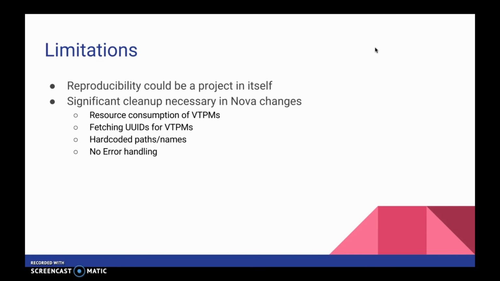Specifically, looking at our changes in Nova, we see where some of our complications lie in terms of our code not being production ready. For instance, we are not yet able to track resource consumption for the VTPMs, so we are not able to provision them appropriately based on the available resources. Also, our method of fetching UUIDs depends on our native API as well as our client software keylime, which is not publicly available as of yet. Other shortcuts such as hard-coded paths and names and a lack of error handling of failures contribute to this code not yet being production ready.